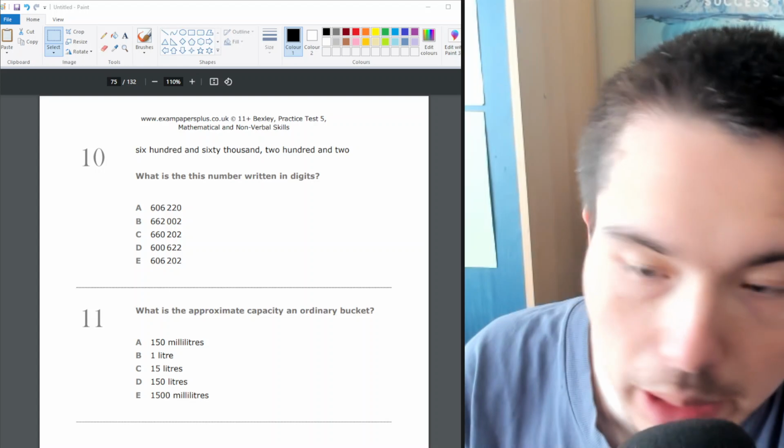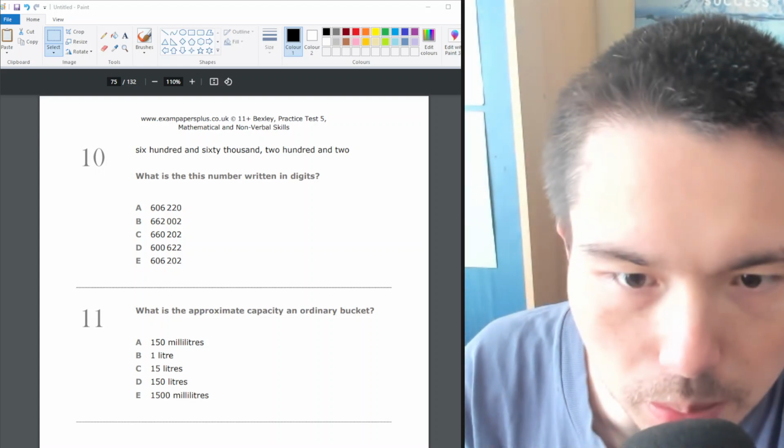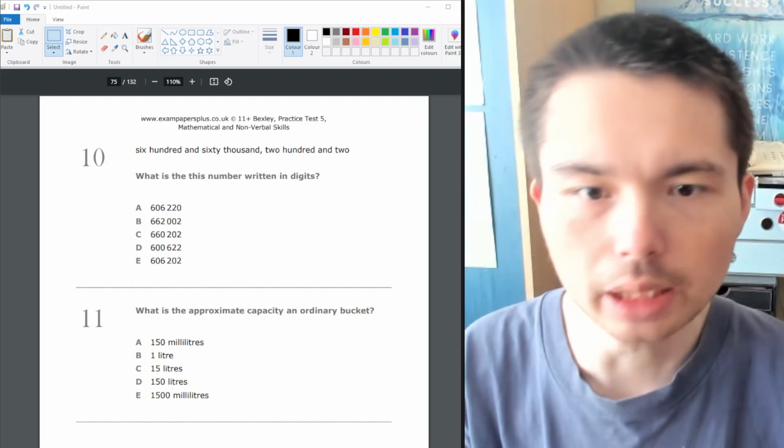Step 1, turn the mic all the way up so the volume will still be very clear. Here we go, question 10 onwards.